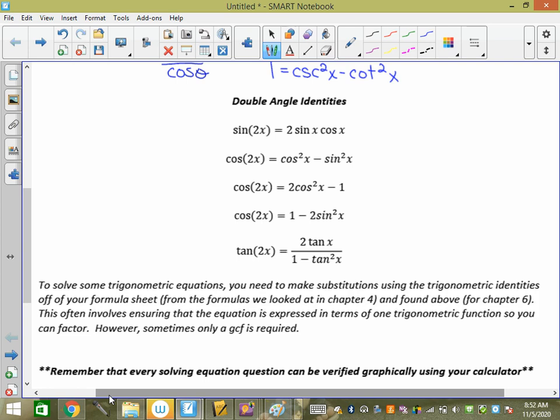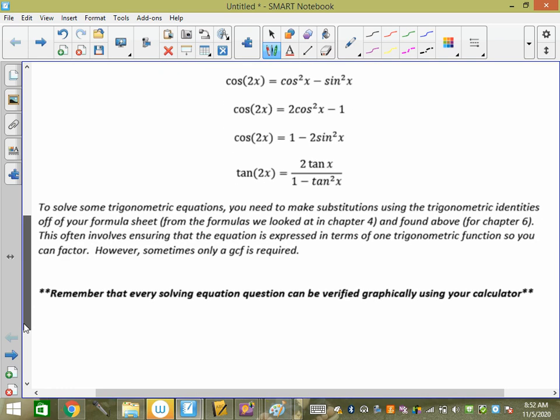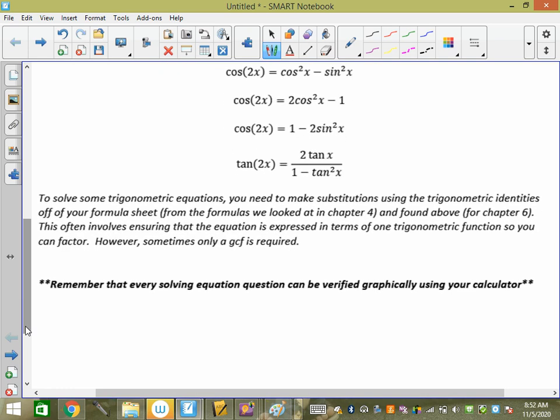to solve some trigonometric equations, you need to make substitutions using the trigonometric identities off of your formula sheet from the formulas we looked at in chapter 4 and found above from chapter 6. This often involves ensuring that the equation is expressed in terms of one trigonometric function so you can factor. However, sometimes only a GCF is required. So sometimes you'll make sure that both terms have a cos in them, and then you can take a cos out, which we're going to go through the different types.